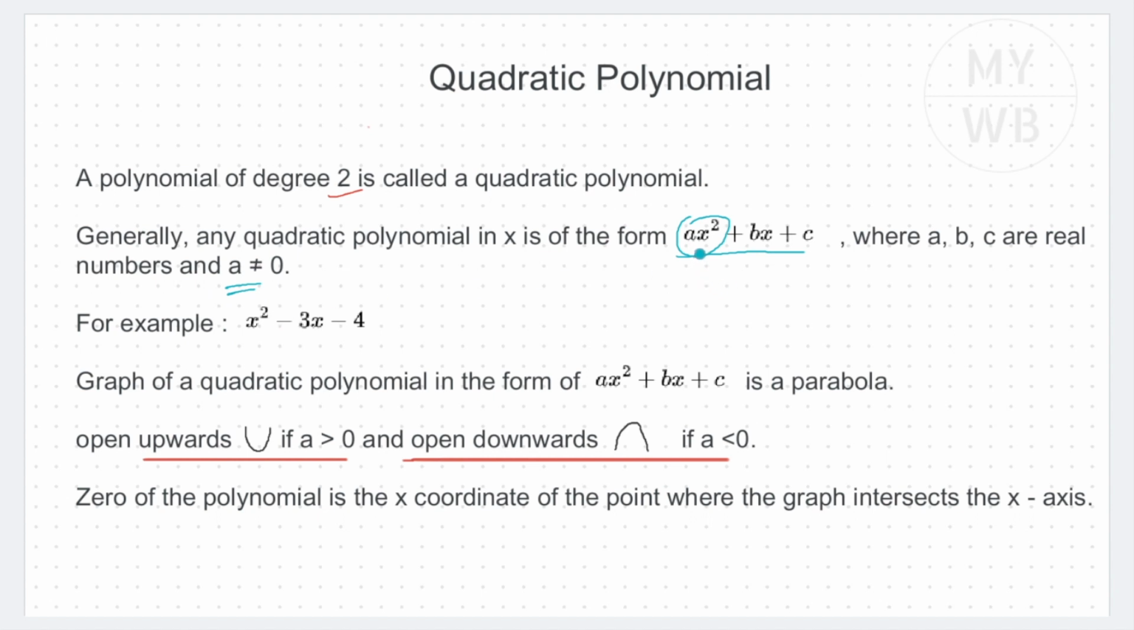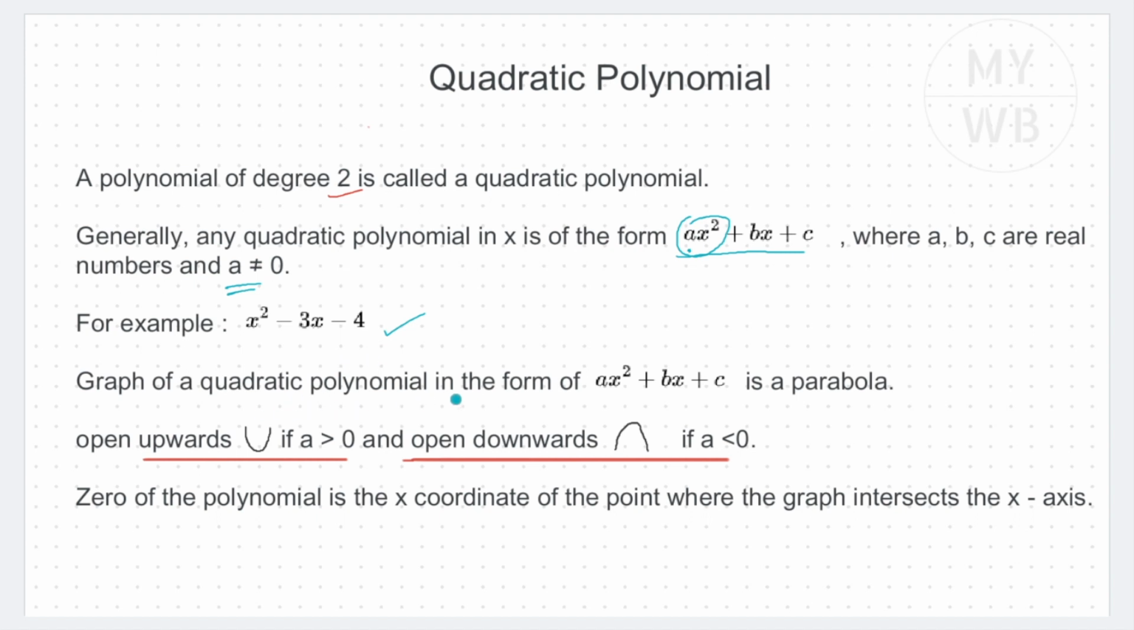If a is 0, then the entire term will vanish. There will be no x square term. It will just be bx plus c, so it will reduce to a linear polynomial. For this expression to be a quadratic polynomial, a has to be not equal to 0. X square minus 3x minus 4 is an example of a quadratic polynomial.